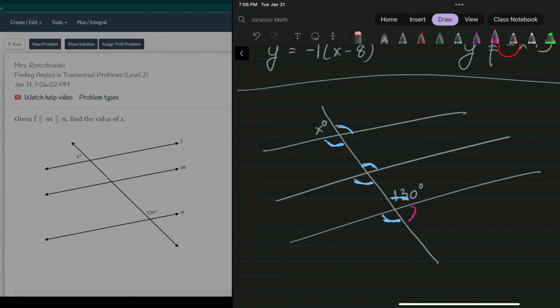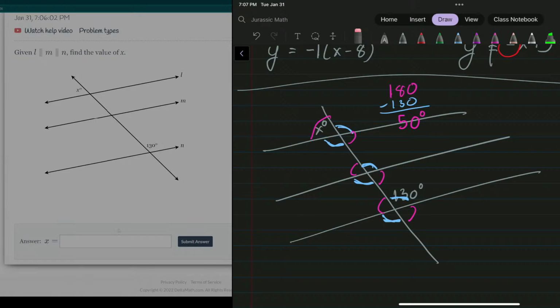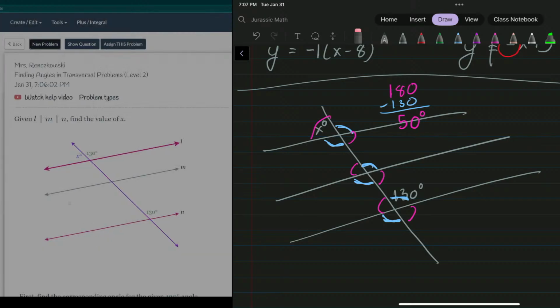Now, all the other ones are the same, which means a blue angle and a purple-pink angle will make 180 degrees. So if I just take 180 minus that blue angle of 130, that means they're all going to equal 50 degrees. So I can say x is 50. And there we go.